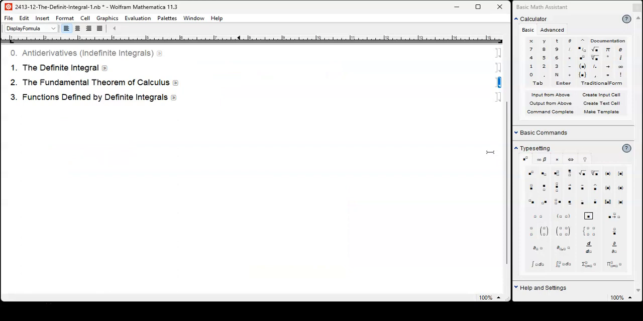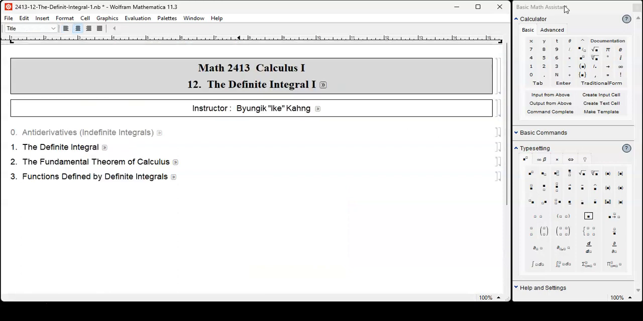Okay, so much for elementary exercises. We'll come back and do a little bit more exercises on the fundamental theorem. Stay tuned. See you soon.